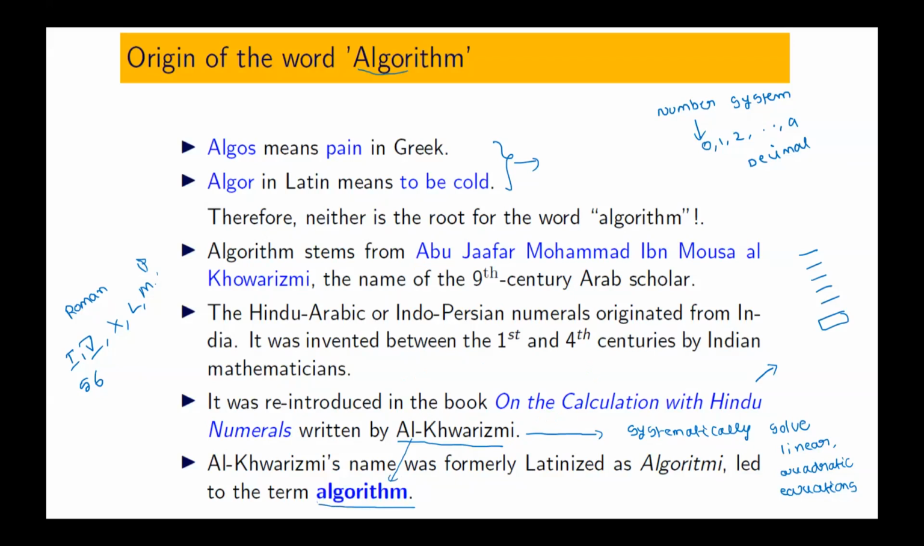So now please tell me, how did the word algorithm originate? The word algorithm originated from the name of Al-Khwarizmi, who most people consider the father of algebra.